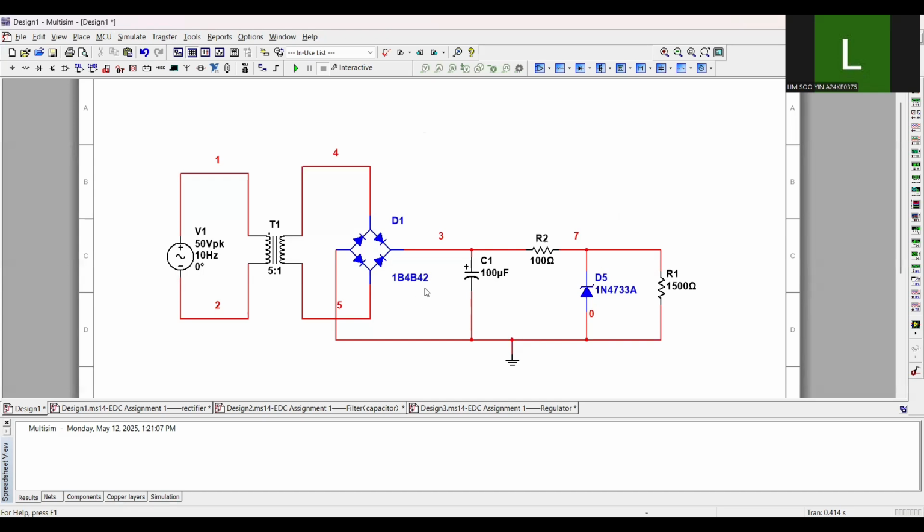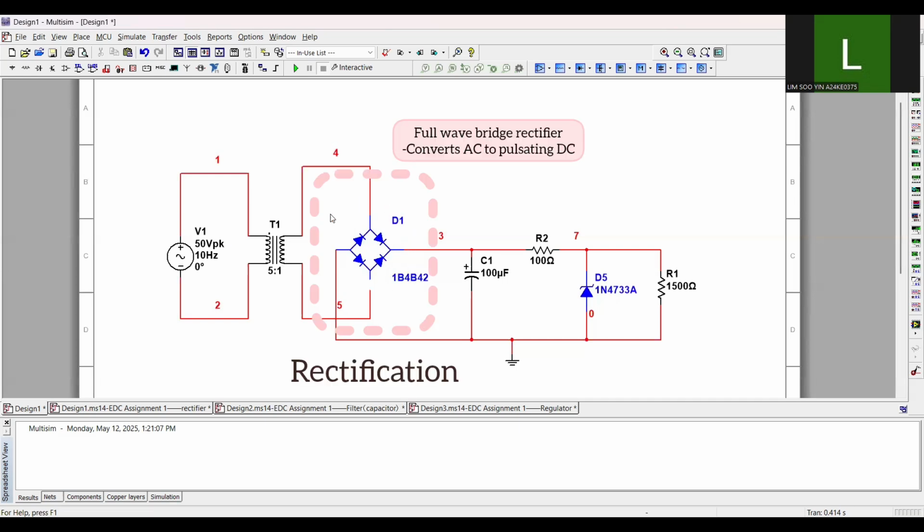Okay, so now, here's how the circuit works. First, the step-down transformer reduces the 50 volt input voltage to 10 volt, according to the 5 to 1 turns ratio. Next, the bridge rectifier converts the AC voltage source into pulsating DC, and this is the rectification stage.